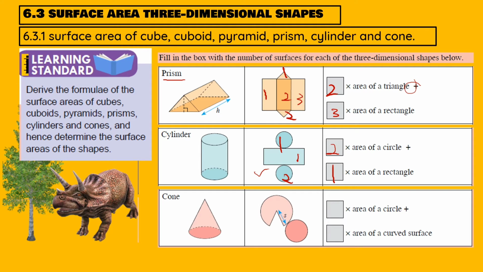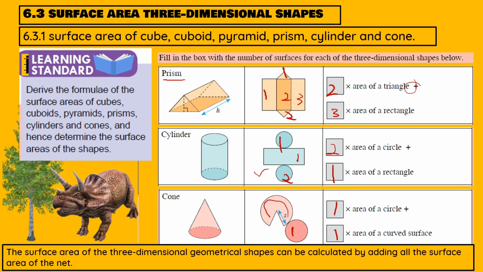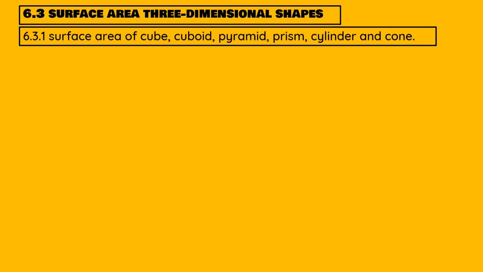And lastly is a cone. How many areas of a circle? 1. How many areas of a curved surface? This is a curved surface. 1. 1 area of a circle plus 1 area of a curved surface will make the surface area of a cone. The surface area of a three-dimensional geometrical shape can be calculated by adding all the surface areas of the net.